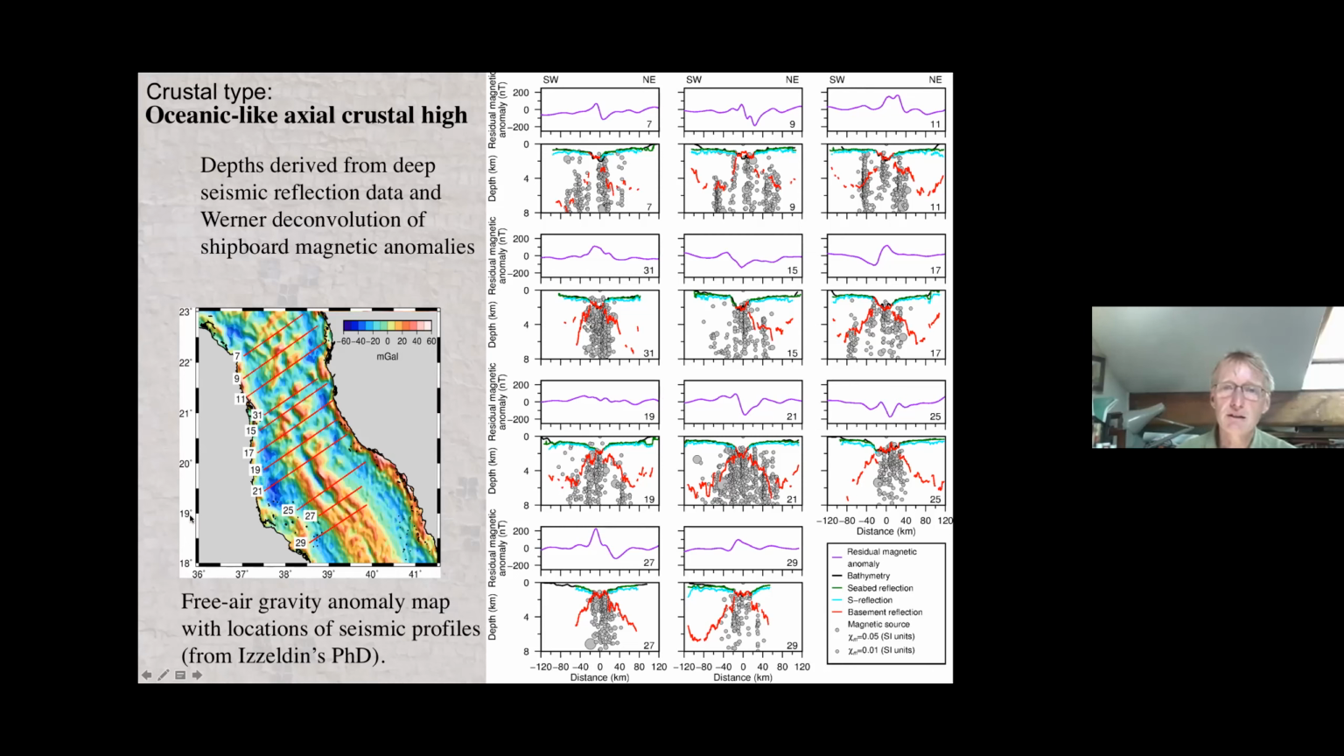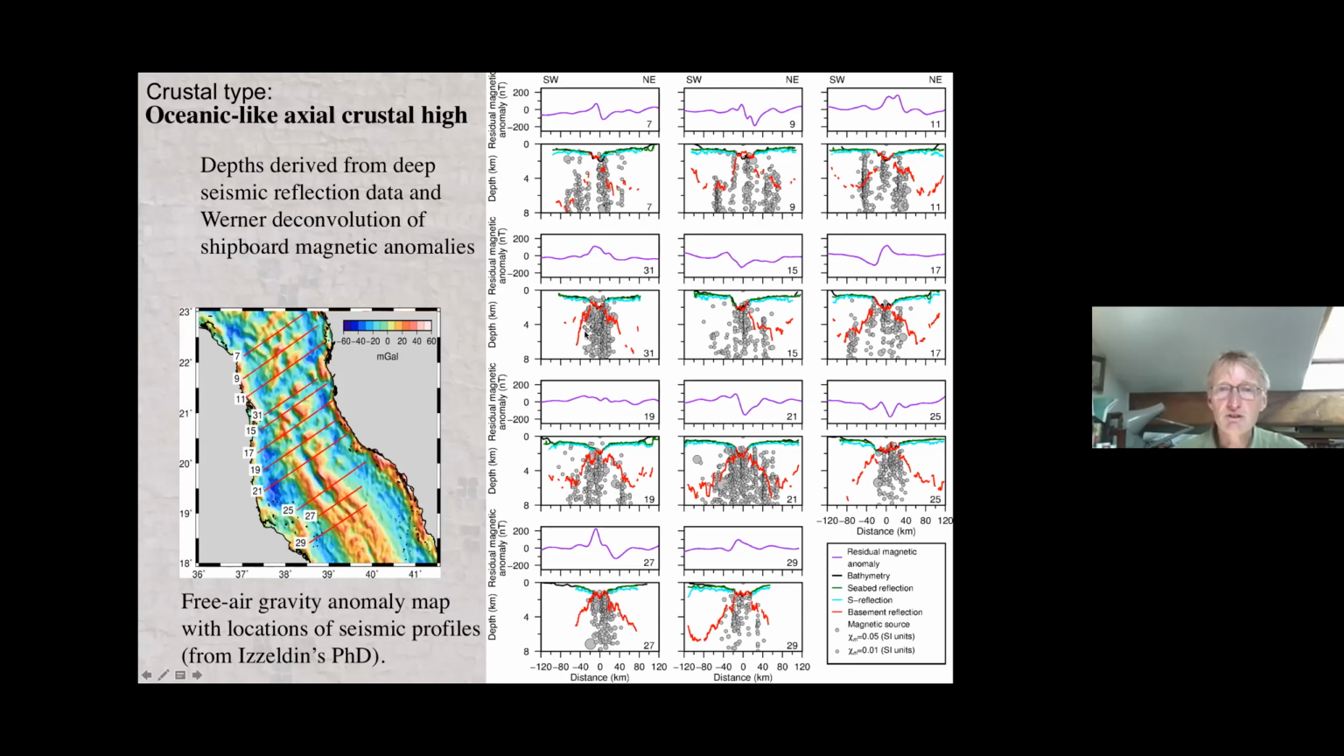So what we've done is digitize his interpretations and depth convert them. Wen has verified them using a magnetic source depth calculation, Werner deconvolution. That's what you see in these gray circles. What you expect in Werner deconvolution is that all the sources cluster beneath the basement, and that's roughly what they do in most of these. So it confirms the basement reflection.